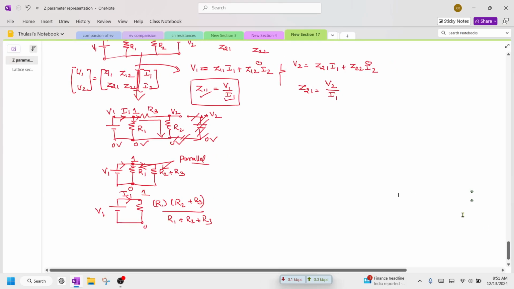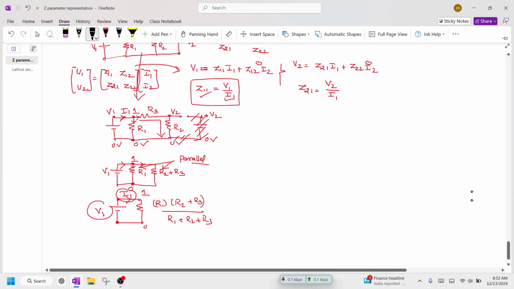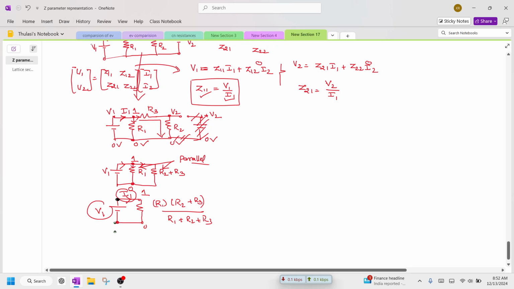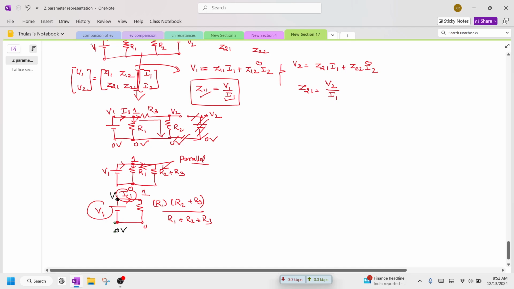So the relation we are going to establish now. We want a relationship between V1 and I1. So this V1 and I1. The voltage at this point is V1. The voltage at this point is 0 volts, and I1 is the current flowing.